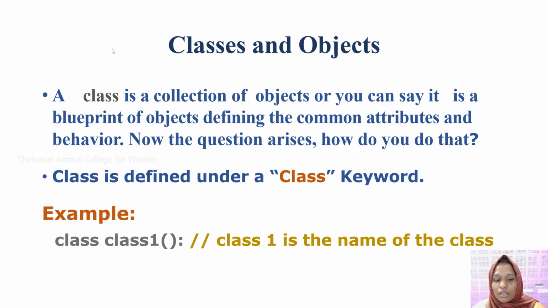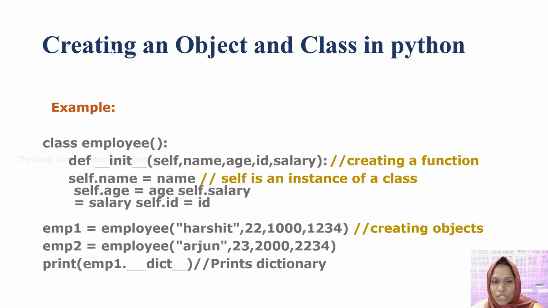For example, here I write class, and Class1. Class1 is the class name. We call a class like this. A class is a collection of objects, or otherwise we call it a blueprint of an object. Next we move on to objects, creating objects. Before going to that, an object is an instance of a class. Here is an example.